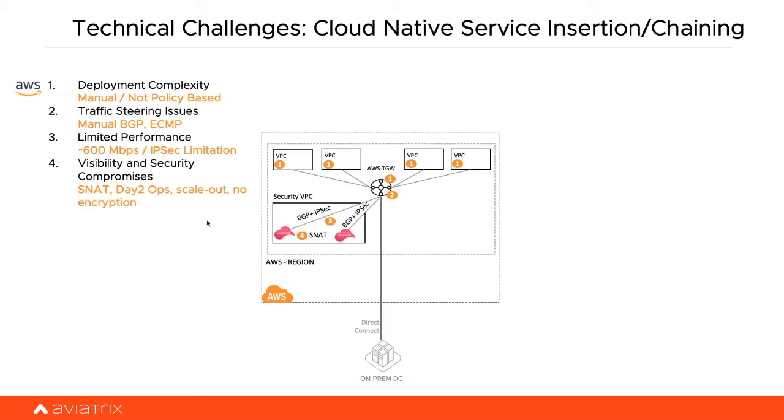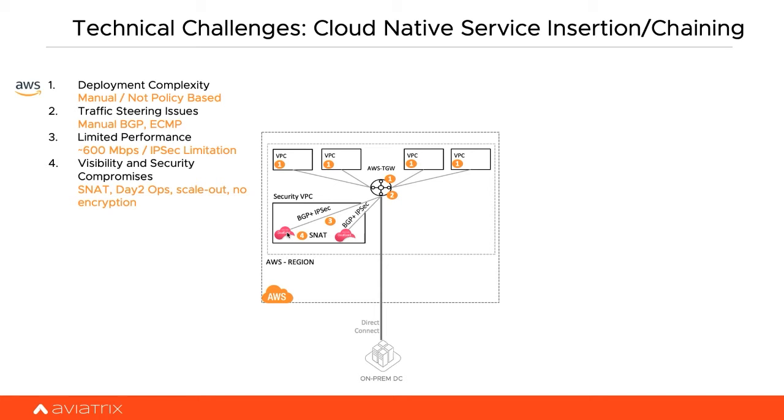Now we'll take a look at some technical challenges and what they are. So if you focus here on AWS, you will notice that if you try to deploy CloudGuard in AWS with the native constructs, the TGW here, it's all manual. So you need to make changes in the VPC. You're changing the route table here, the route table in the VGW, then you're sending the traffic towards the CloudGuard, and then you need to make changes here. So there's a lot of manual intervention required. And also this is not policy based. So this is all a discrete point-to-point solution.